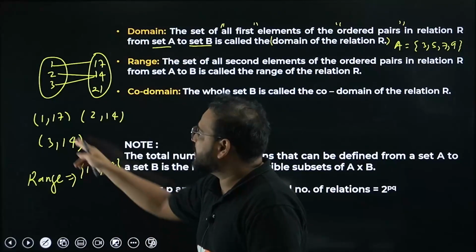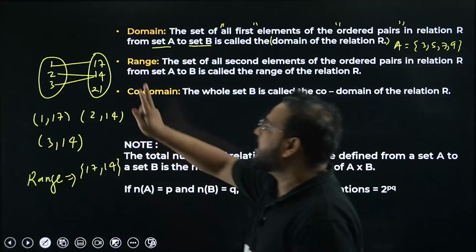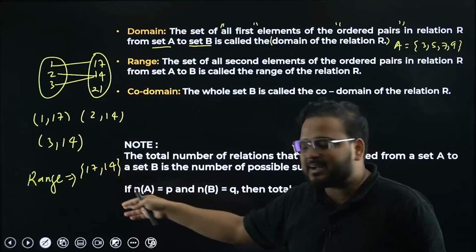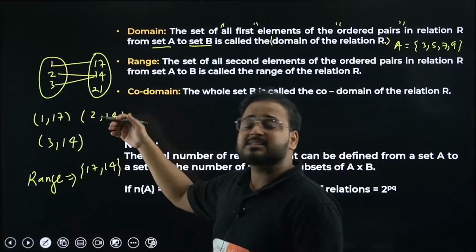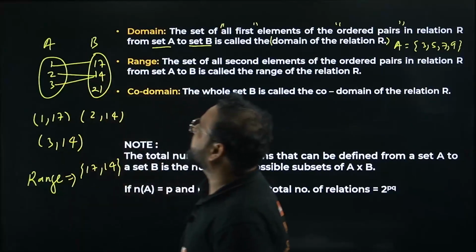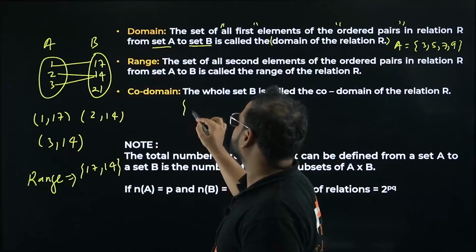This is called range. So basically only the second element of the ordered pair is called range. I'll repeat myself. The set of second elements of the ordered pairs is called your range. Okay, but what is the codomain then, sir? Codomain is basically, if I write this as, let's say, set A and set B over here, my codomain is simply this set B, 17, 14 and 21.